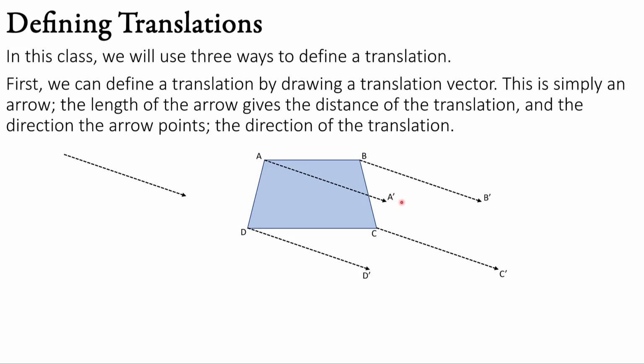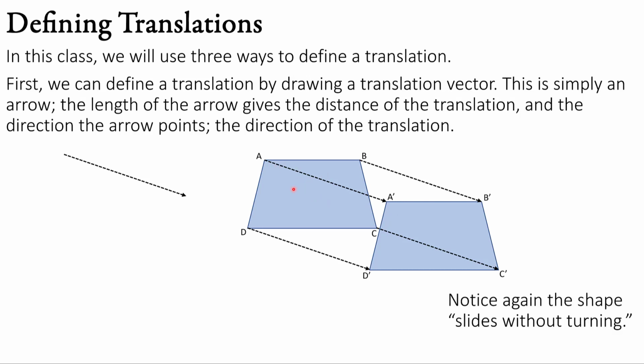And then if I connect these dots in the same order, I will get the translated trapezoid. A prime, B prime, C prime, D prime. Kind of looks like 3D, like a gold bar or something like that. Notice that again, we have this slide without turning. A, B, C, D slid over to here. A prime, B prime, C prime, D prime.